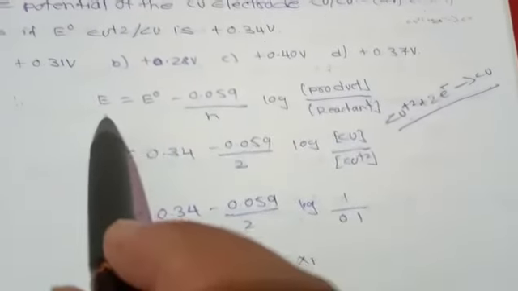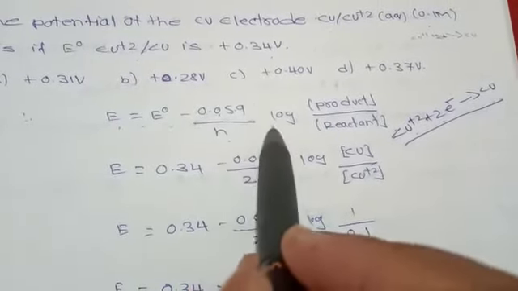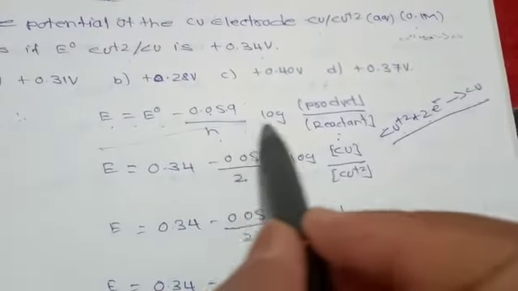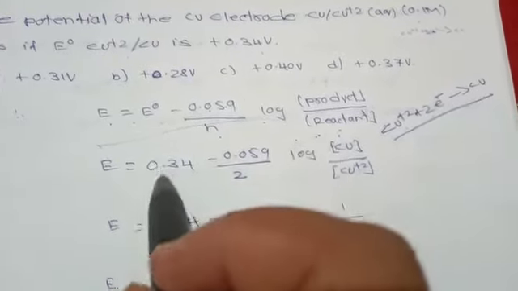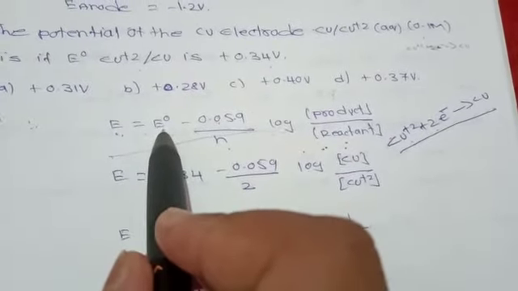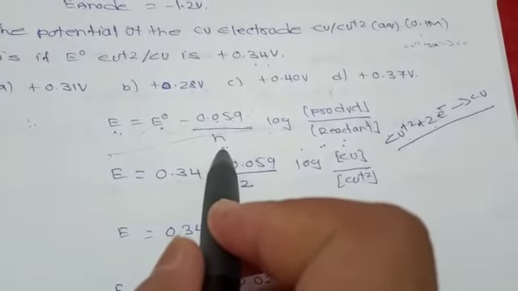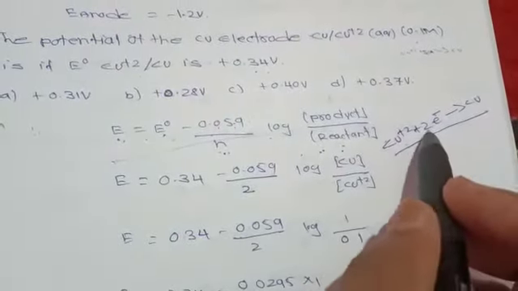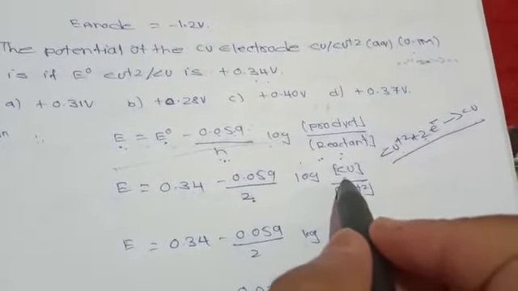Now from the Nernst equation we know that E equals E naught minus 0.059 by n log of the concentration of product by the concentration of reactant, right? So this is the Nernst equation at the standard condition. Now let us check the form. The question is asking you to find the value of E. E naught is already given, that is 0.34 volt, and then 0.059 by n. What is the n value here? n is nothing but the number of electrons involved in the reaction. In this reaction, how many electrons are involved? 2 electrons, so the n value is 2, log of concentration of product.